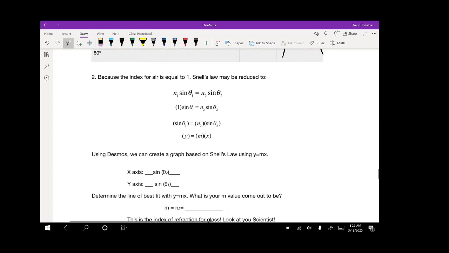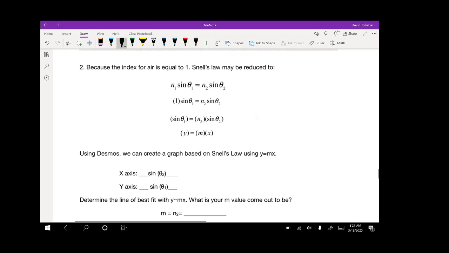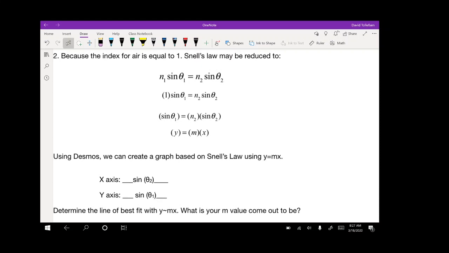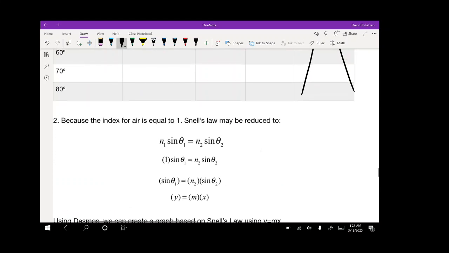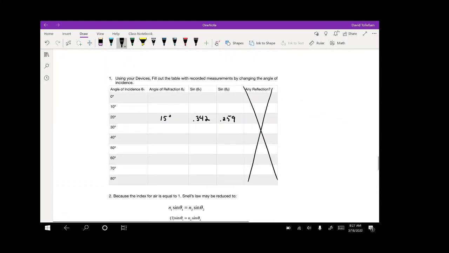Down here is where you're going to graph. So n1 sine theta 1. I already know sine theta 1 and sine theta 2. We're going to, the fancy term is called linearize the data. But if you think of sine theta 1 as your y, and sine theta 2 is your x, well then we could find the slope, because we know our columns y and x. So this is going to be your y column, and this is going to be your x column.